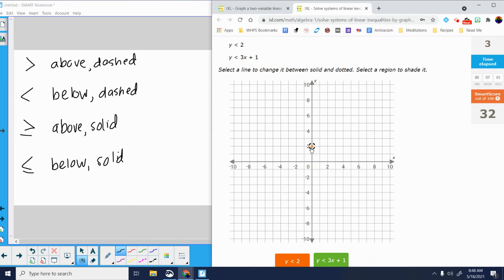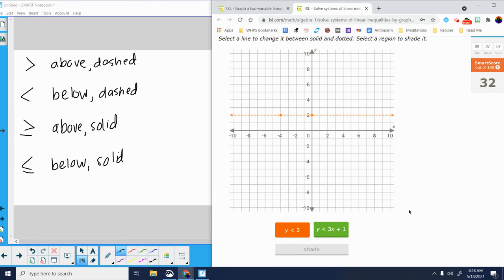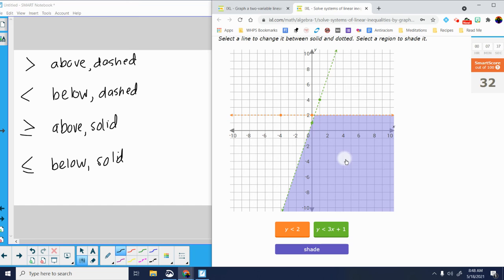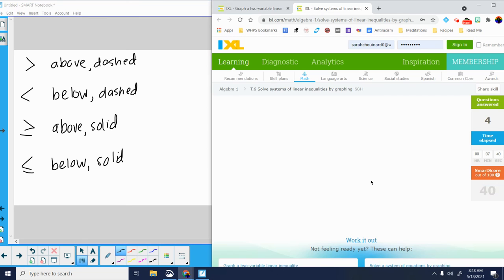So y is less than 2, needs to be a dashed line, and less than means it's going to be below. And then y is less than 3x plus 1 has a y-intercept of 1 and a slope of 3. That also needs to be dashed and also needs to be below. So I'm trying to find where's below green and below orange. Not there, not there. This won't work because this is below orange, but it's above green. So below both is in this region.